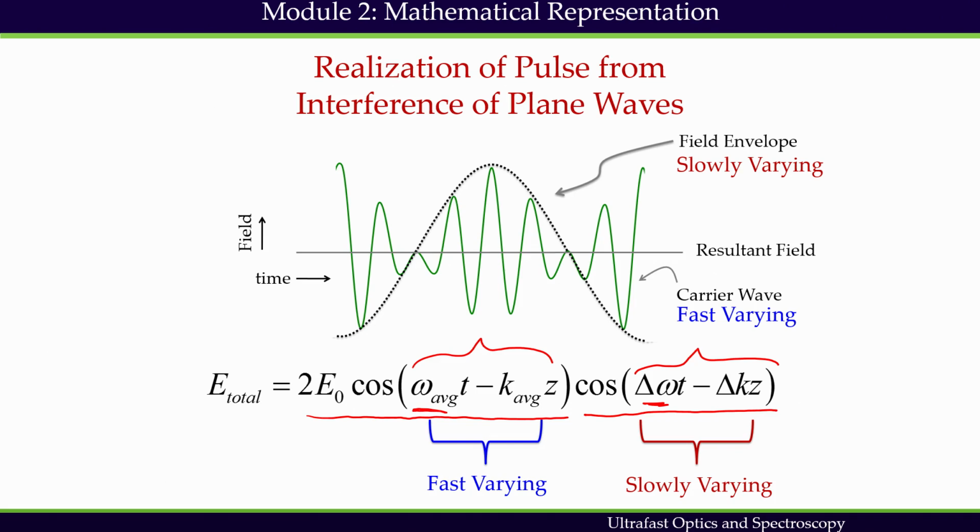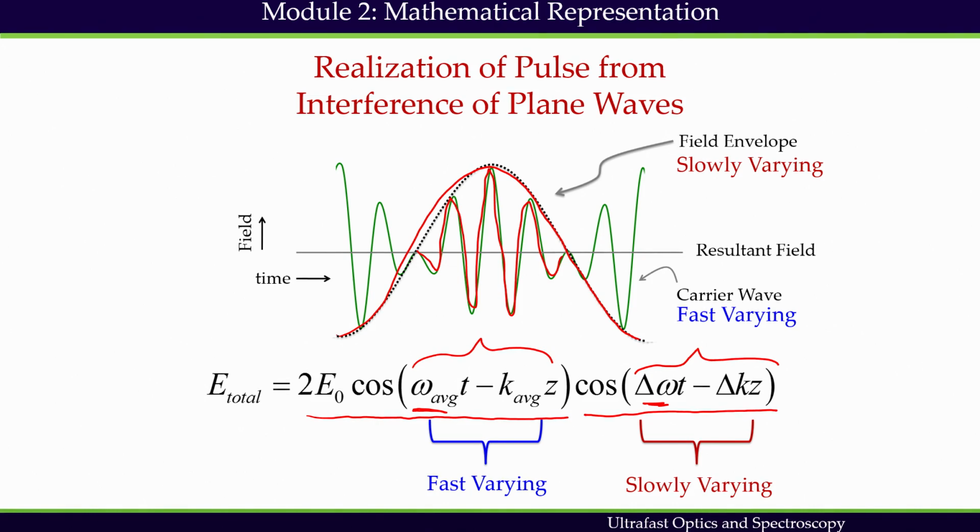These two components are shown in this figure. The fast varying component is represented by this oscillation, and the slowly varying component is represented by this oscillation. Therefore, interference of two plane waves of slightly different frequencies propagating along the same direction yields a pulse, which is nothing but a product of rapidly varying and slowly varying cosine waves.